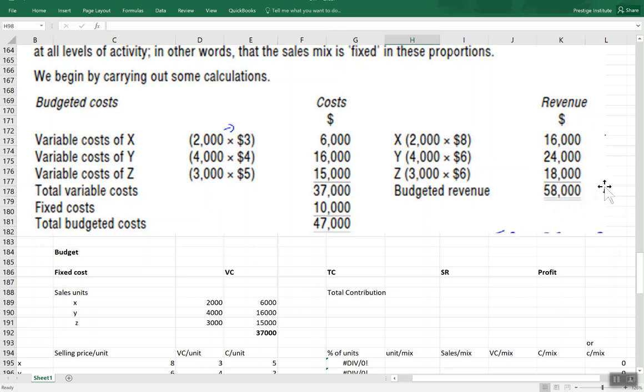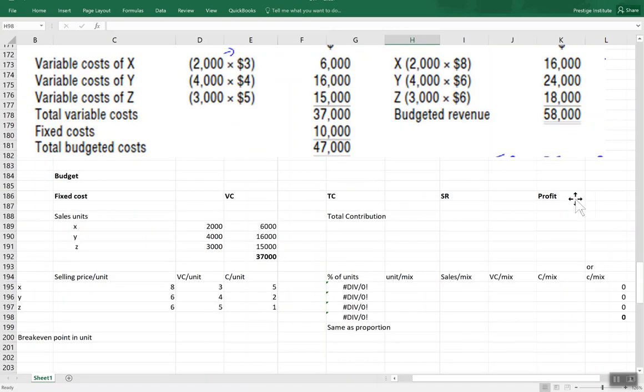Total revenue is 58,000. Total variable cost is 36,000. Fixed cost is 10,000. We have 47,000 budgeted cost, which minus from the 58,000 will give us budgeted profit.